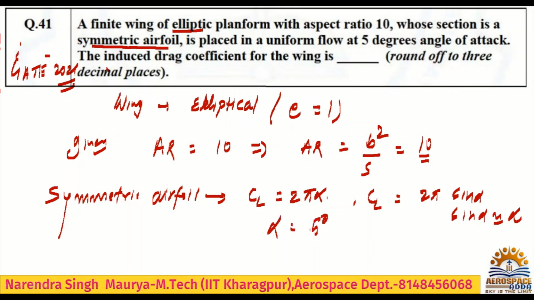Remember, this is in degrees, 5 degrees given. Angle of attack is denoted by alpha, so I will write angle of attack, denoted by alpha, and that is given as 5 degrees. Induced drag coefficient for the wing. What is the induced drag coefficient? Yes. Induced drag coefficient is denoted by CDI.